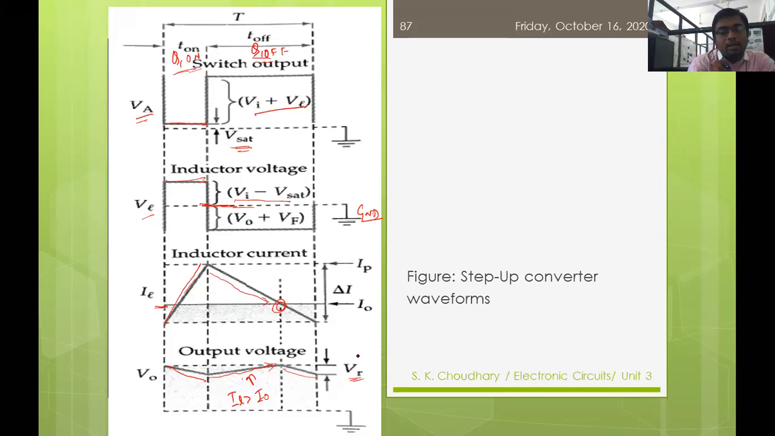So this is the operation of this boost regulator during the T on and T off periods. We have observed the switching voltage, inductor current, as well as the output voltage of this particular circuit. But the main outcome is that your output voltage is increased in amplitude as compared to the input voltage during this operation of the boost regulator. I hope the function is clear now.